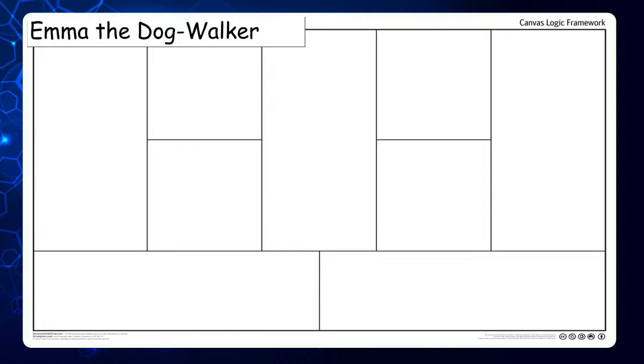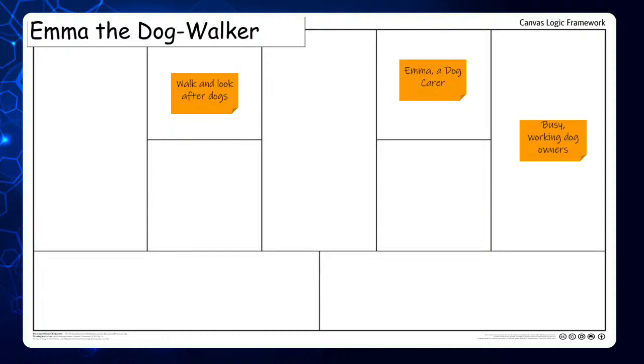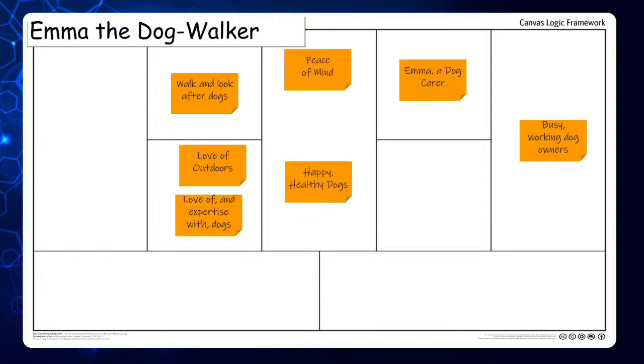And it turned out to be, although this looked very simple, don't be fooled. It takes a lot of work to make things this simple. But hi, I'm Emma. I'm a dog walker, and I walk and look after dogs for busy working dog owners. I use my love of the outdoors and my expertise with dogs to bring them peace of mind and happy, healthy dogs. So there's the basis of your business to start with in 5 of those blocks.